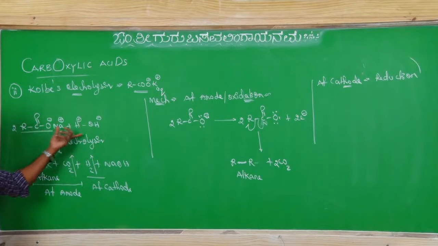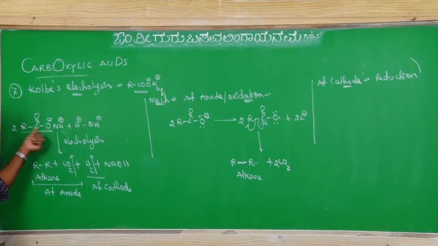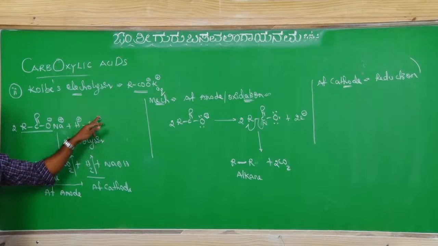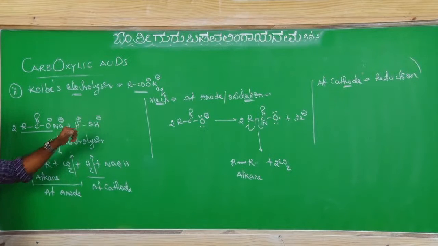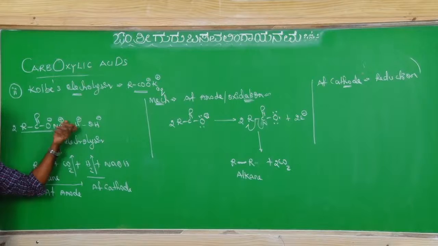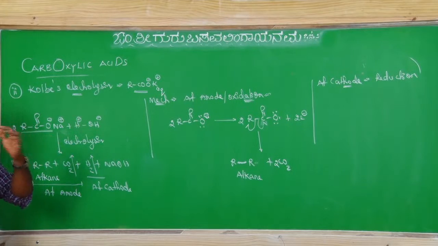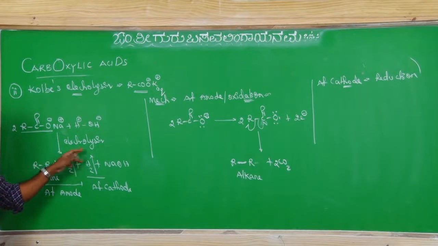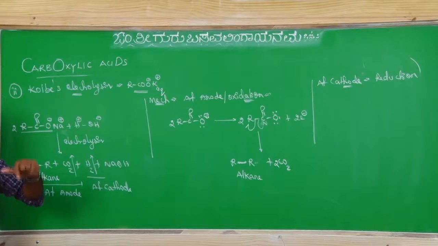Here, how many anions totally? How many cations? When this salt is put in water, you will get two types of anions: one is the carboxylate anion, another one is the OH minus anion. And the cations, what are the cations? Na plus cation and H plus cation. Now, whenever you have two ions in the electrolytic solution, when you are passing current, then there will be a competition to get discharged. So at that time you need to see the potential orders.